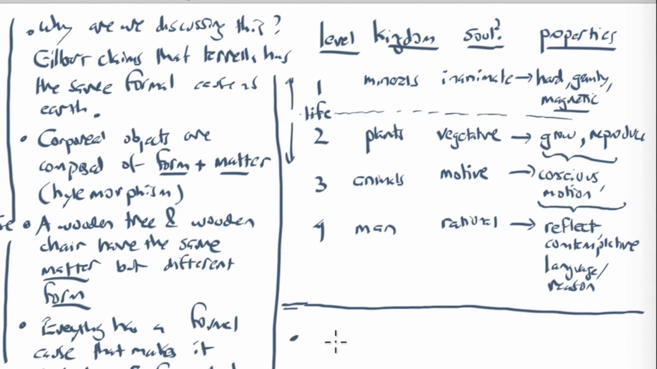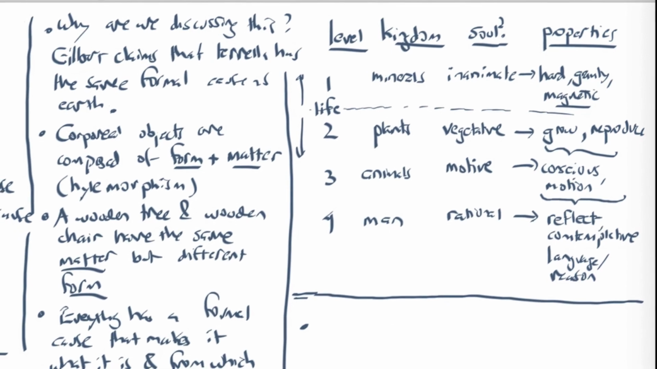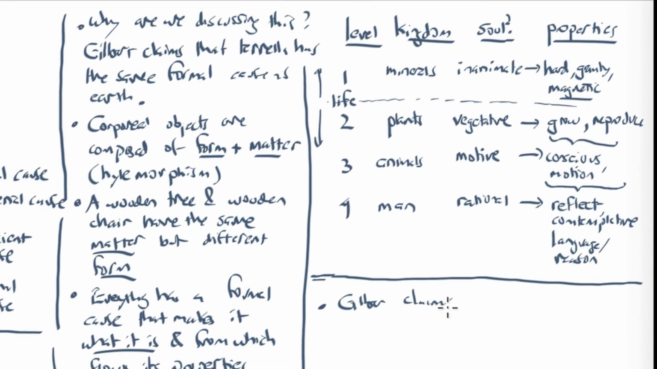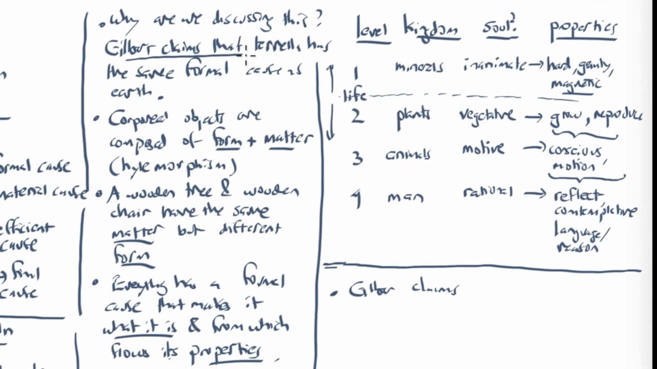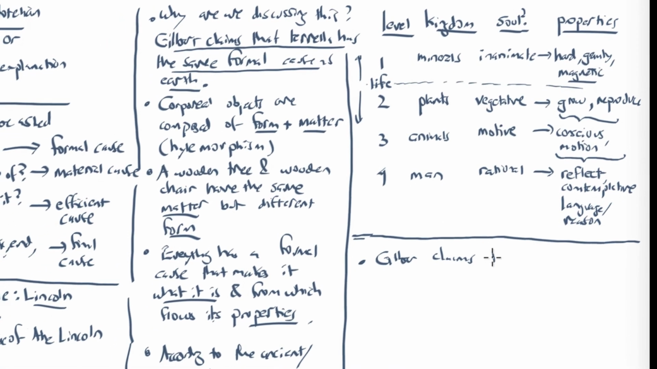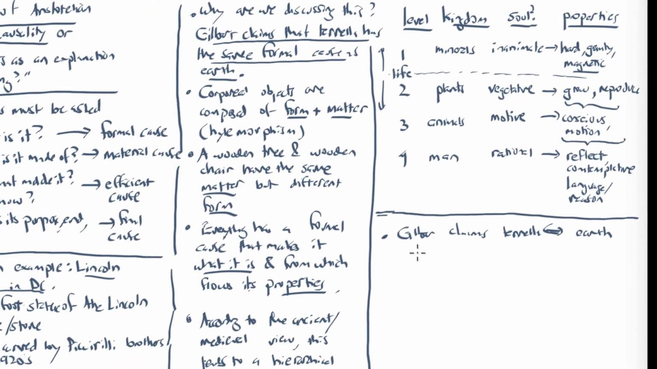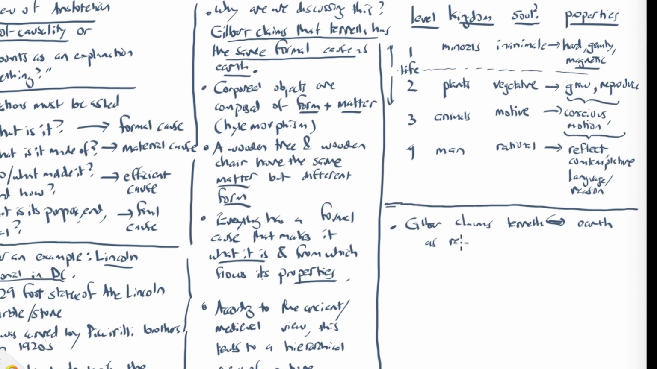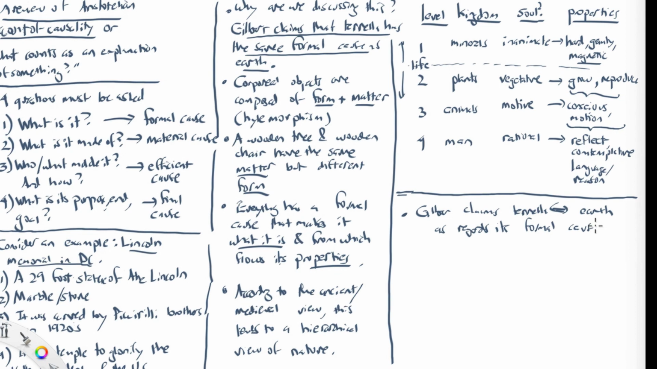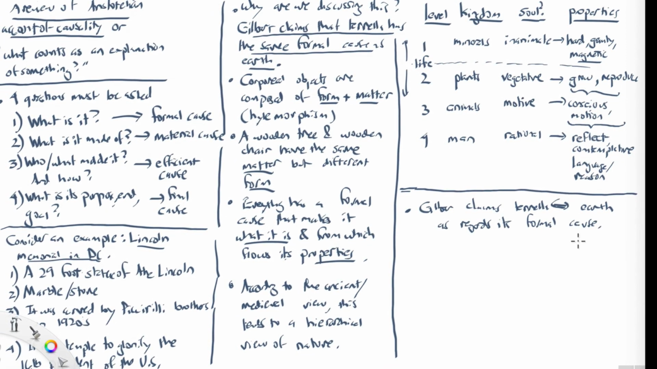Why am I bringing this up once again? Because Gilbert, in his book on the magnet, says that the terrella, so Gilbert claims that the terrella has the same formal cause as the Earth. So the terrella is akin to the Earth as regards to its formal cause. Okay? So what does he mean by that? It has the same form as the earth, the same formal cause as the earth.